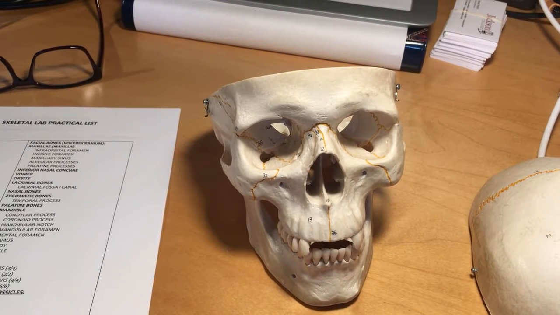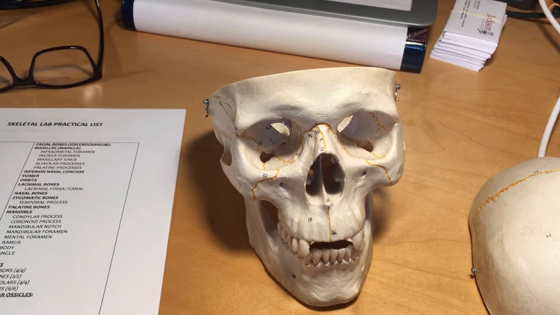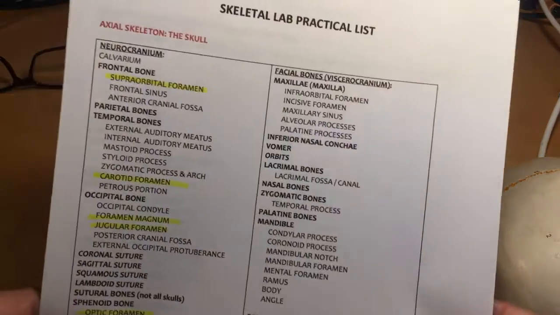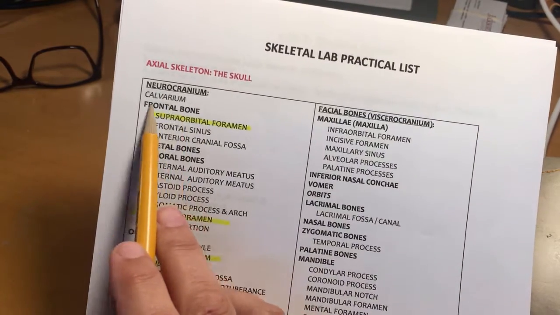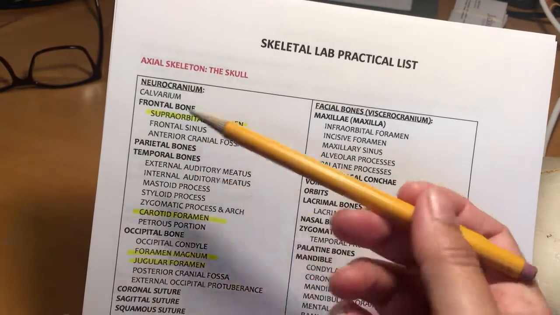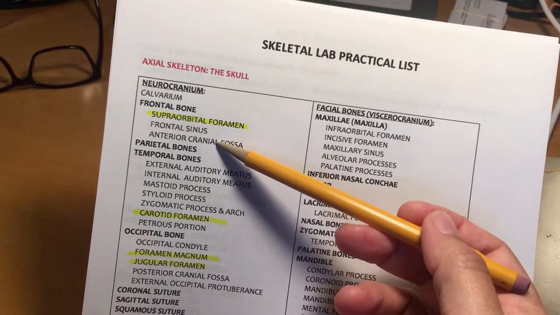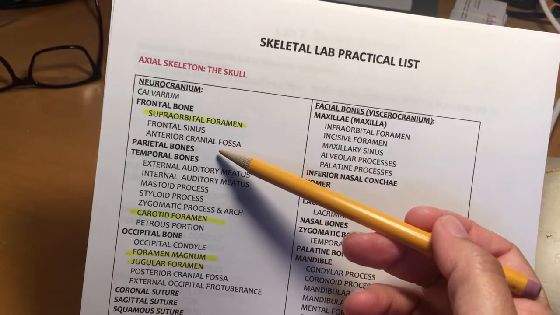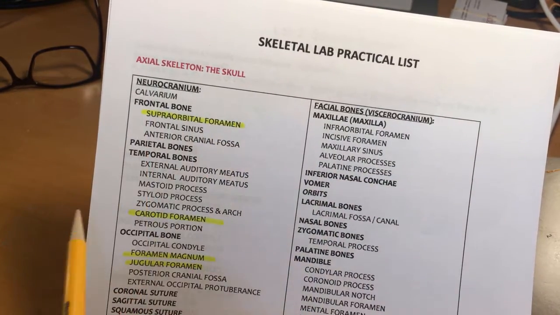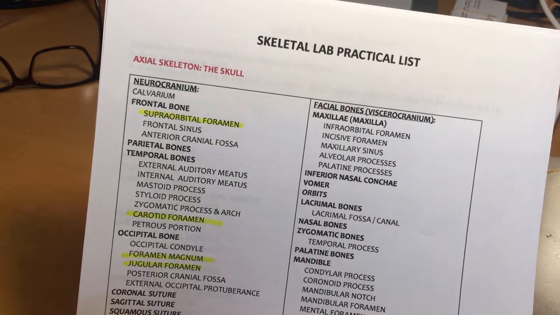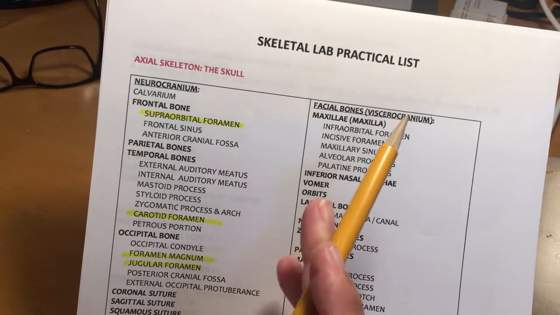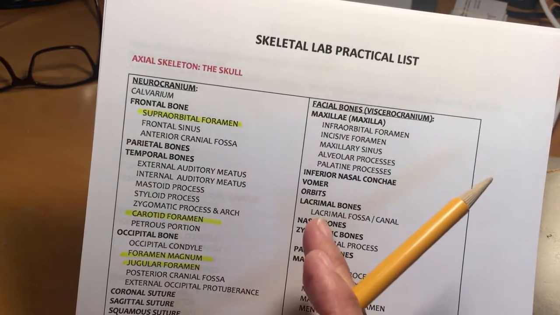Hi everybody, today we're going to be talking about different holes in the skull that you're going to be required to know. Again, if you look at your lab practical list, it gives you the bone in bold that you need to know, and then there are some markings underneath the bone that you are required to know. The markings are indented. So for example, here on the frontal bone, there are 3 different markings that you're required to know. And a marking is just an area of interest on the bone.